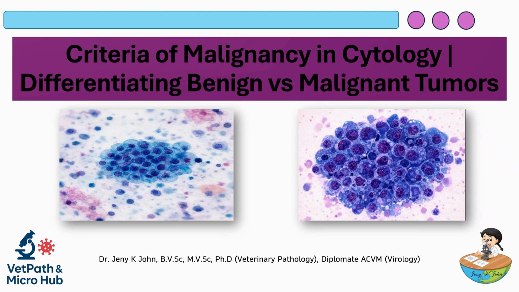This video will guide you through the key cytological features that help distinguish benign cells from malignant cells. We will look at changes in cell size, shape, nuclear features, mitotic activity, and architectural pattern. By the end of this section, you will be able to recognize the hallmarks of malignancy under the microscope and differentiate them from benign lesions with confidence. Let's dive in and explore the microscopic world of tumors through the lens of cytology.